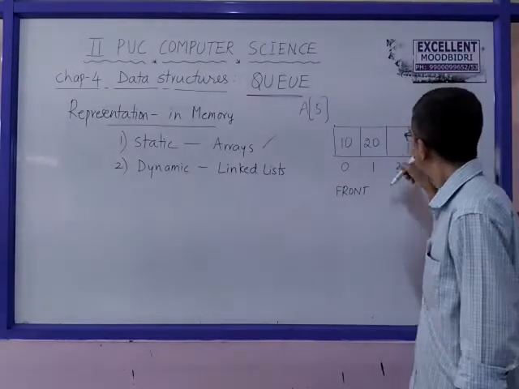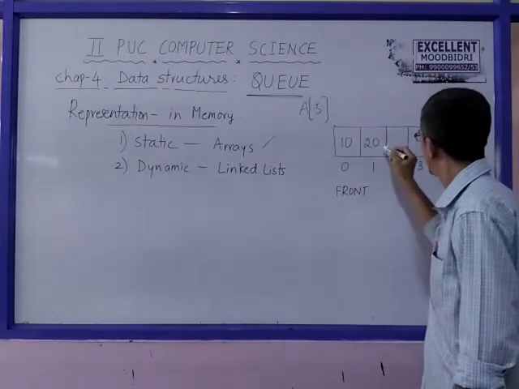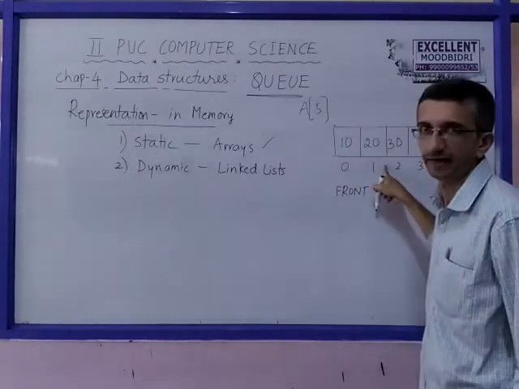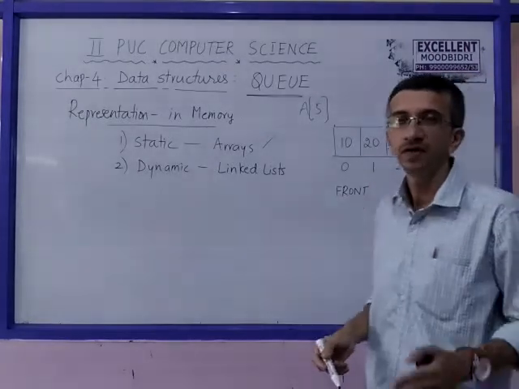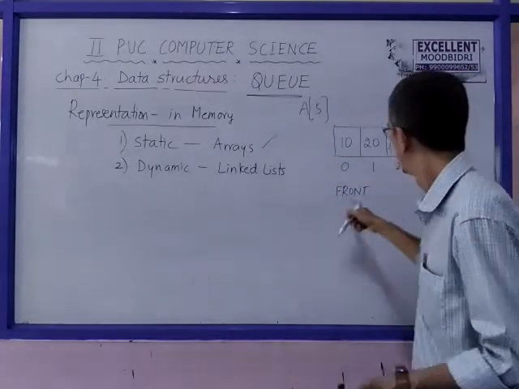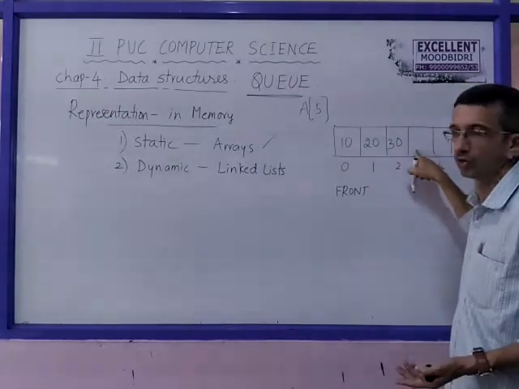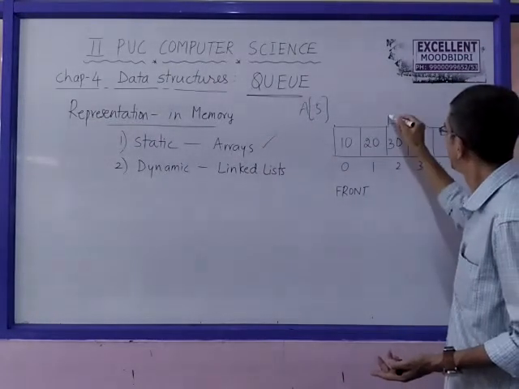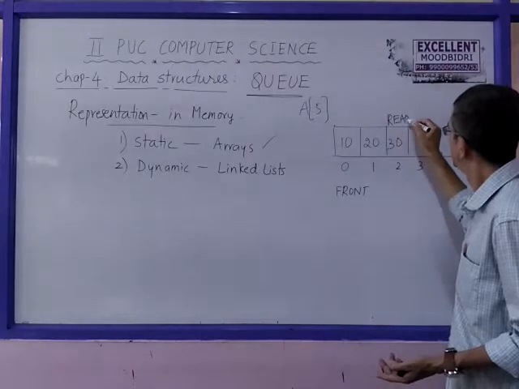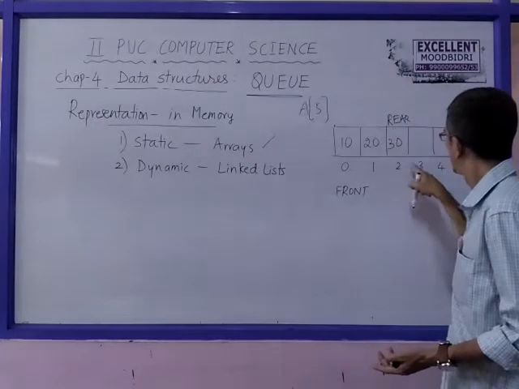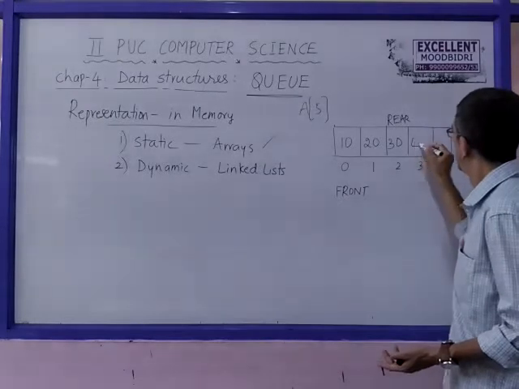So rear is this one. Now this is the rear end. So when you insert one more, this is the rear end. How to insert? Rear has to be incremented, correct? So when we have the index, to insert one more, the rear is now this one. Rear end you increment, it becomes 2 plus 1, 3. So there we enter a new item.